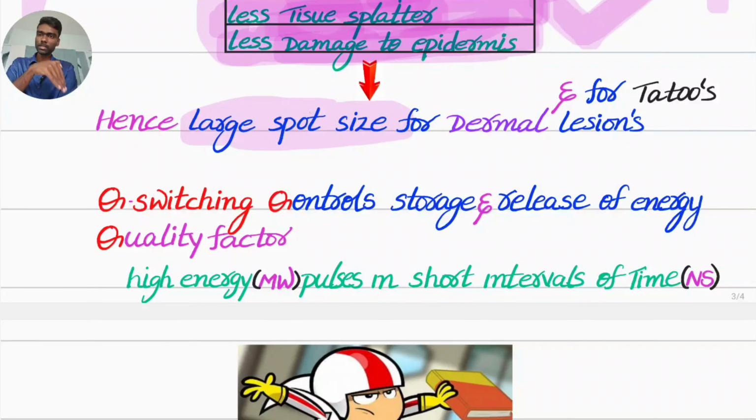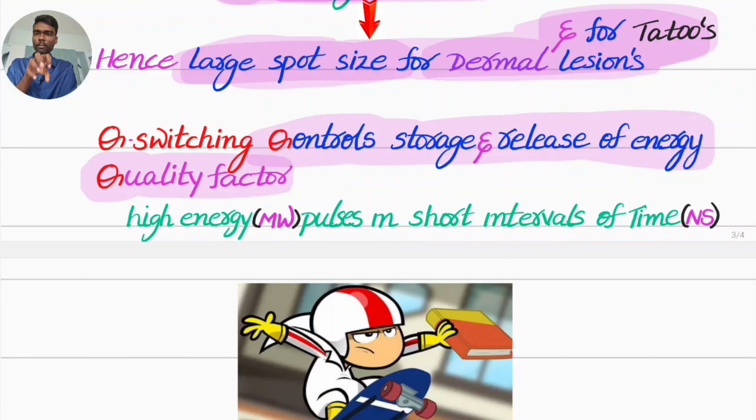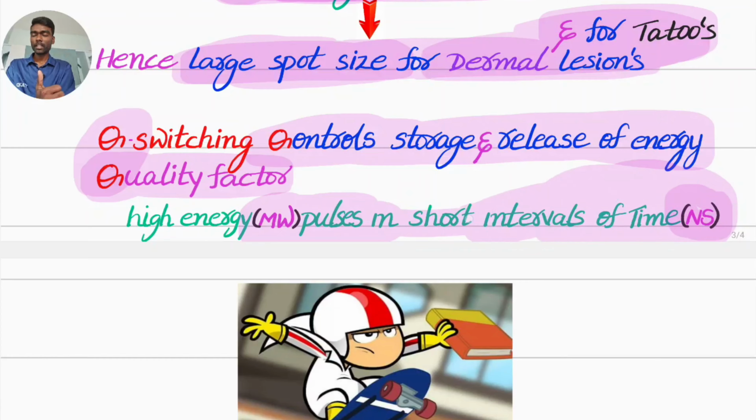What is Q switching? Q means quality factor, nothing but it controls storage and release of energy. It will store the energy, in the form of a Pockels cell, and release it in short intervals of time, that is nothing but nanoseconds. Wherever you see a Q switched laser, it means it is emitting high energy, megawatts of energy, in pulses in a short interval of time, that is nanoseconds. If it is a picosecond laser, it will emit that pulse in just a picosecond.